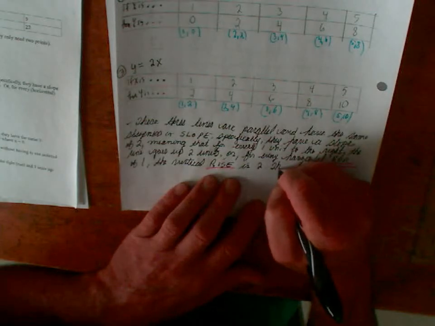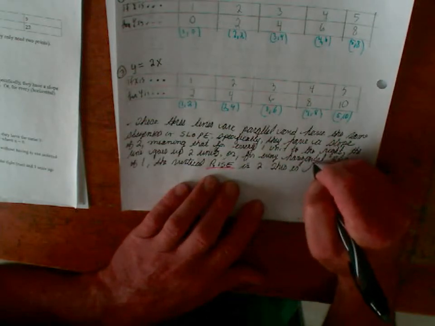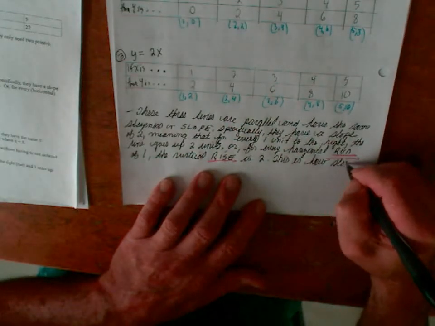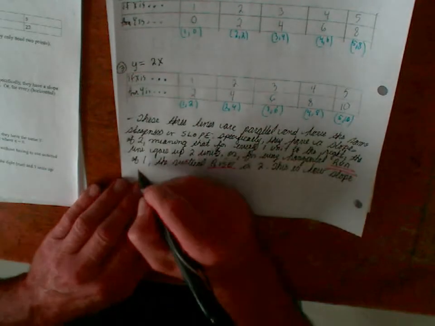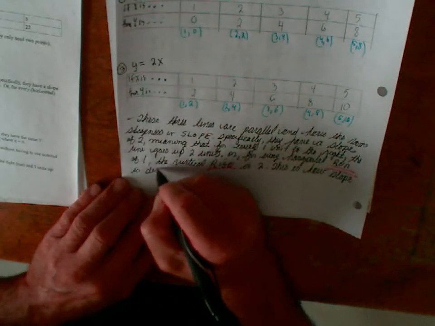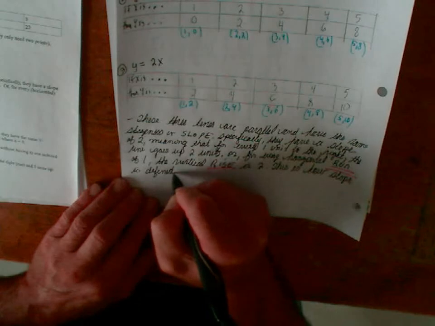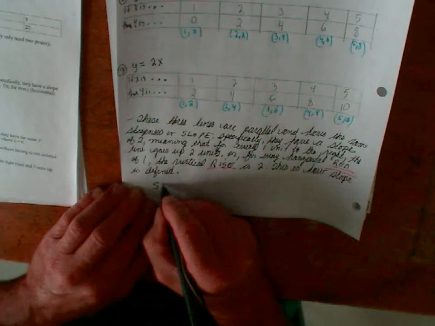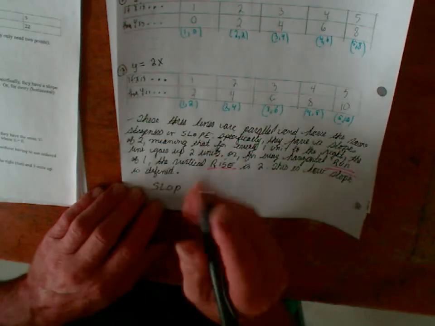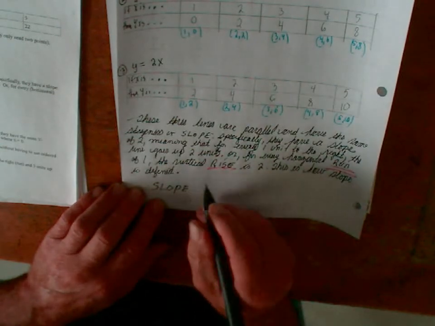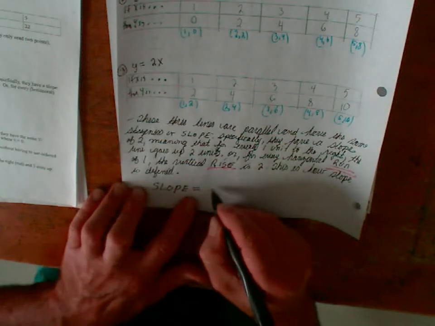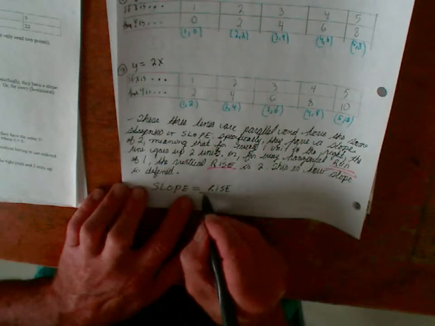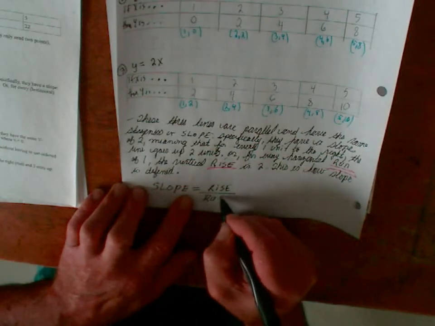This is how, next sentence, this is how slope is defined. Hopefully we can fit it on here. Yeah, we can. So slope, steepness, slope is equal to rise over run.